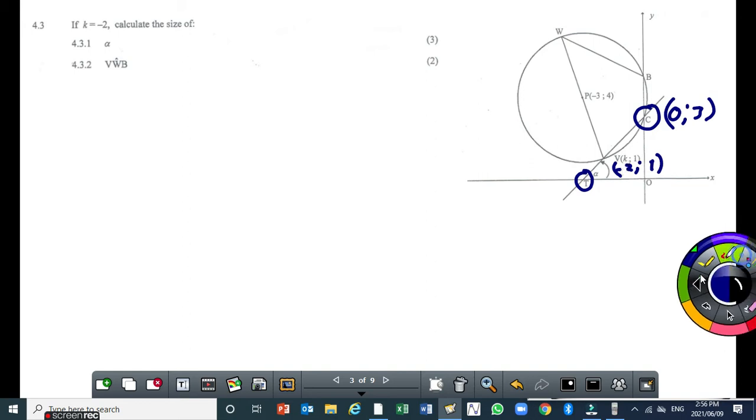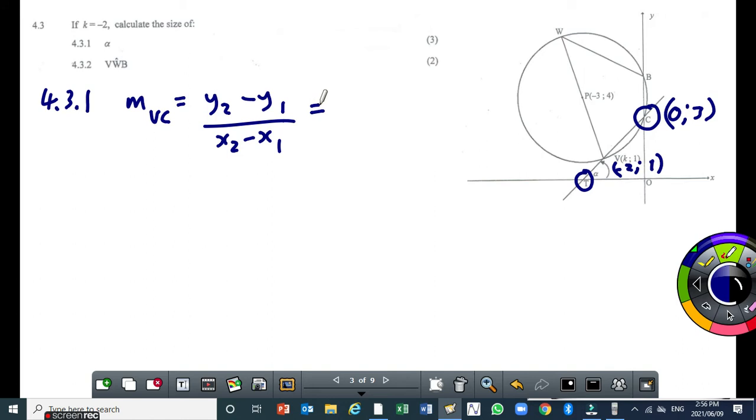So, because of that, I'll say 4.3.1, m bc to be equal to y2 minus y1 over x2 minus x1. My y2, well, let me make it 3 minus my y1, which is 1. My x2 is 0. My x1 is minus 1. So I'll get 2 over 2, which is 1. So the gradient is what? It's 1. Yes.